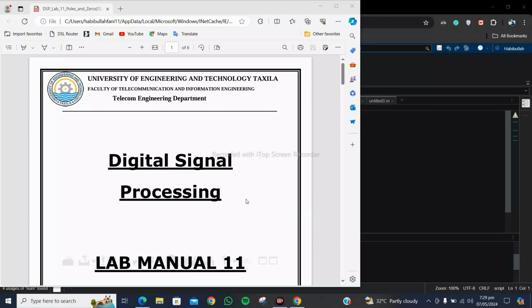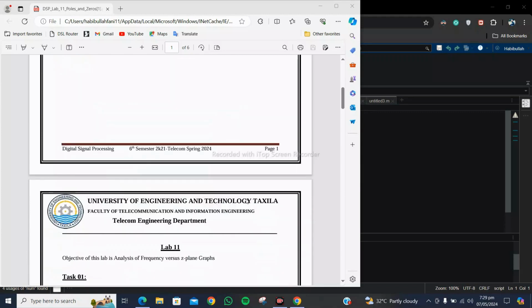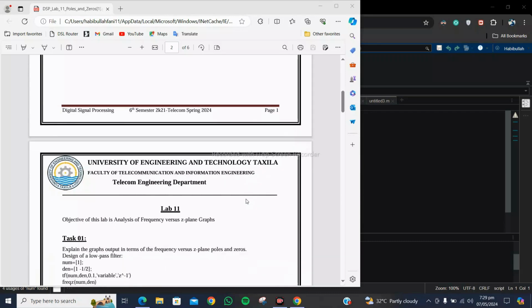Today we are discussing lab number 11 of digital signal processing. In lab 11, the lab objective is to analyze the frequency versus Z-plane graph.